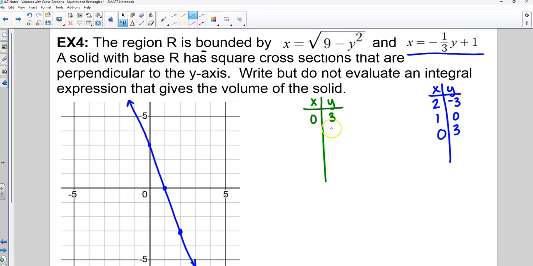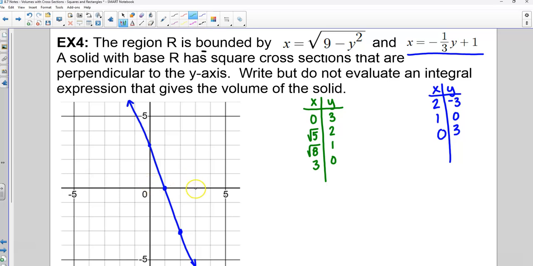If I plug in 2, I'm going to get 9 minus 4, which is 5. I got square root of 5. If they're making us do this without a calculator, that's not the most helpful point right there. If I plug in 1, I would get 9 minus 1 squared, which is 8. That gives me square root of 8. Again, still not the most helpful point, right? If I plug in 0, I get square root of 9. That is 3. Let's graph what we would have here.